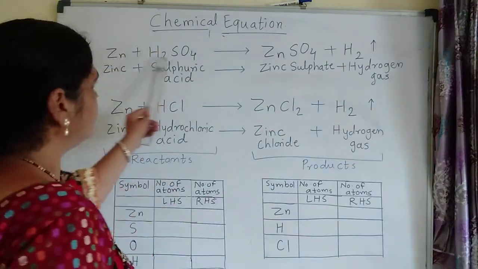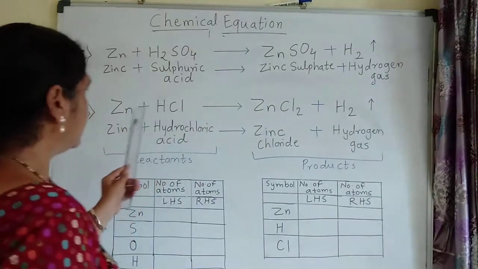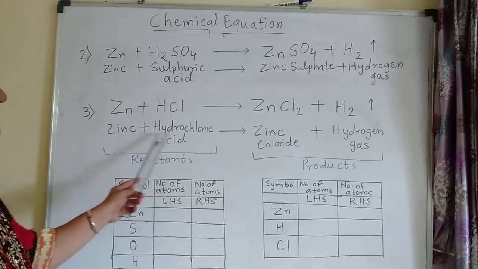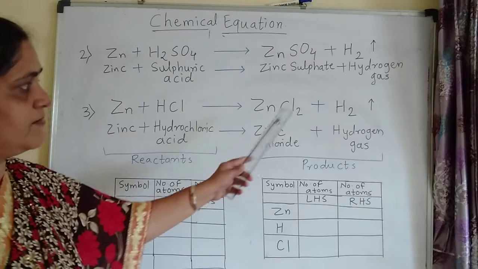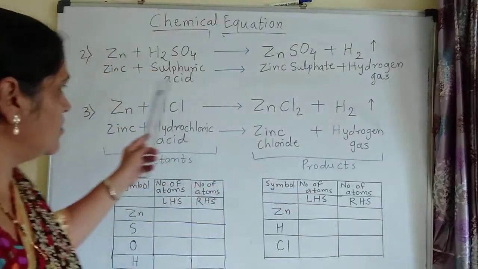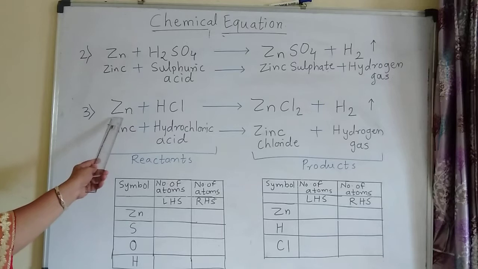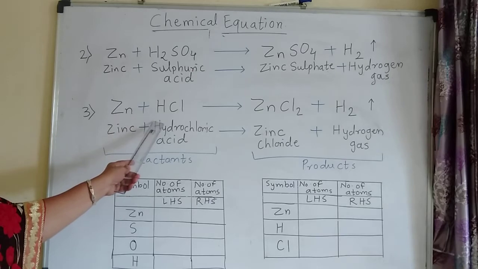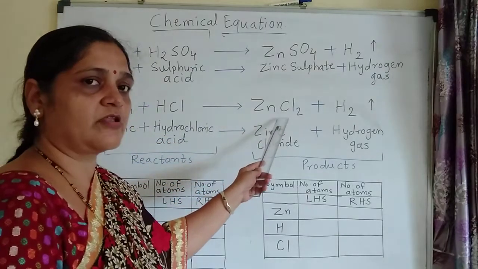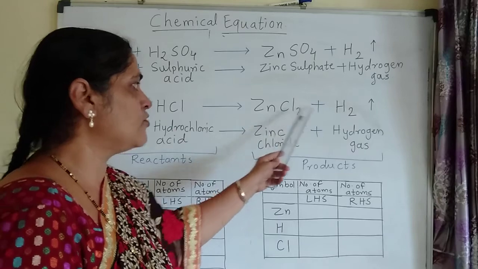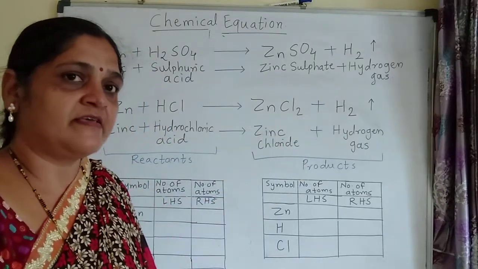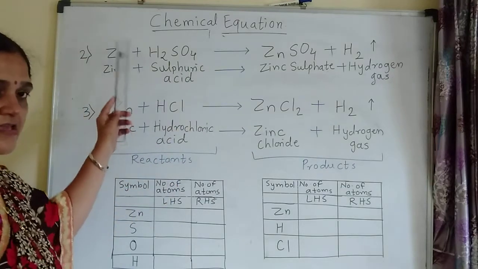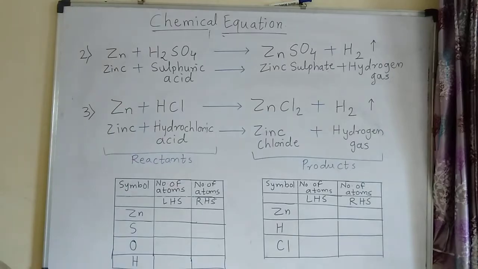So this equation I have written in the symbolic form, and this equation I have written in the word form, like zinc plus hydrochloric acid gives zinc chloride plus hydrogen gas. Now here in the symbolic form, that is zinc plus hydrochloric acid, the molecular formula of hydrochloric acid is HCl, gives zinc chloride, the molecular formula of zinc chloride is ZnCl2, plus hydrogen gas. This way I have written these two reactions in the form of symbolic equation and word equation also.